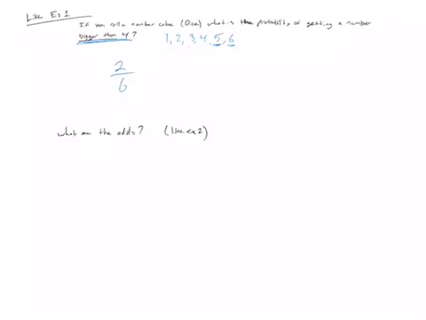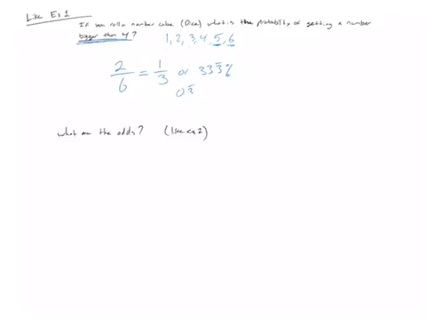So the probability of rolling something bigger than a 4 is 2 over 6, but of course we want to simplify that down, which would be 1/3. So the probability would be 1/3, or 33.3 repeating percent. Or if you want to write it as a decimal, you could say 0.3 repeating.